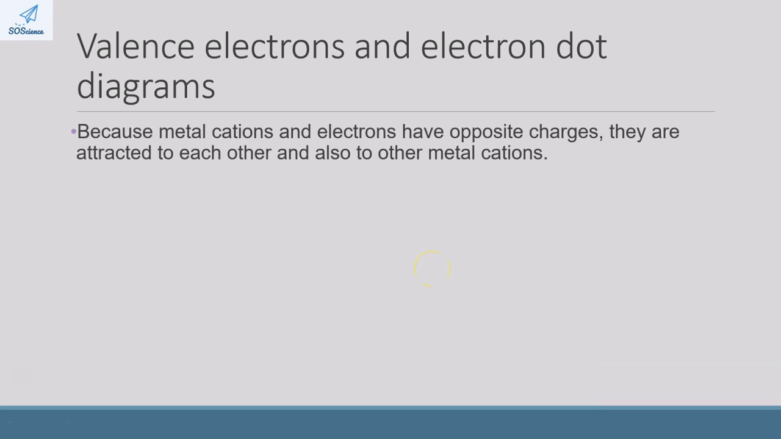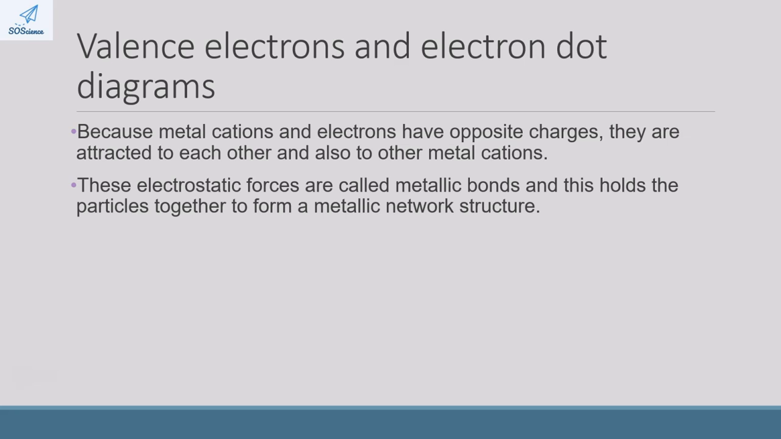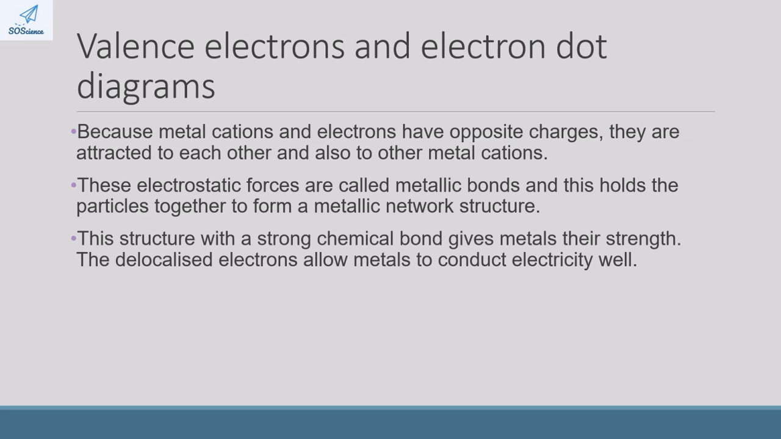Because metal cations and electrons have opposite charges, they are attracted to each other, and these electrons are also attracted to other metal cations that they pass. And these electrostatic forces are what we call a metallic bond, and that holds the particles of metals very strongly together. And we call that a metallic network structure.